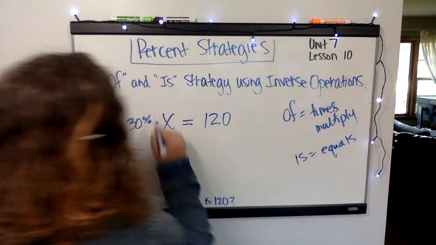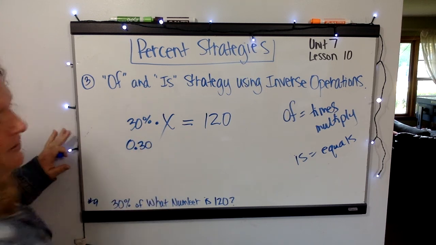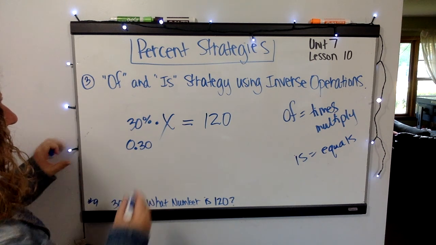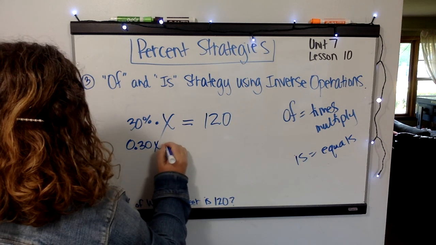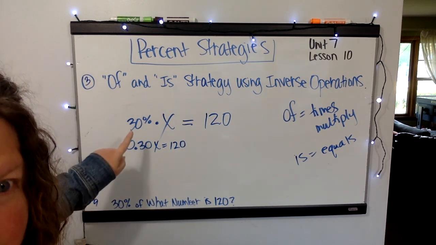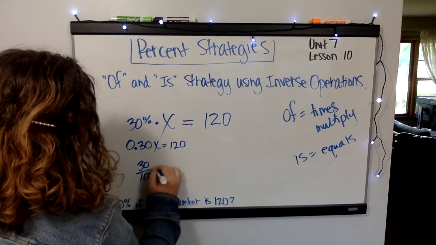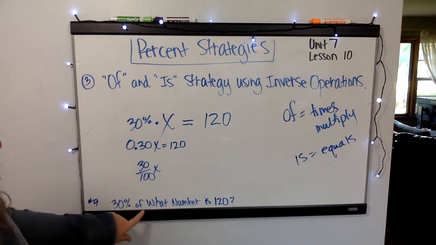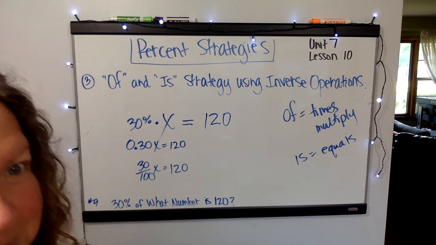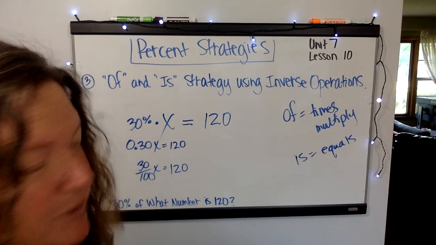So you could say 30% is the decimal 30 hundredths. Then times X. So 30 hundredths X equals 120. You could change the 30% into a fraction. 30 hundredths, again, times X, times a mystery number, equals 120. Now, those are both good ways. Either one doesn't matter at all, whichever one you like to work with best.